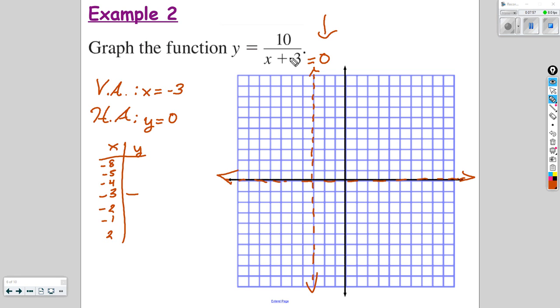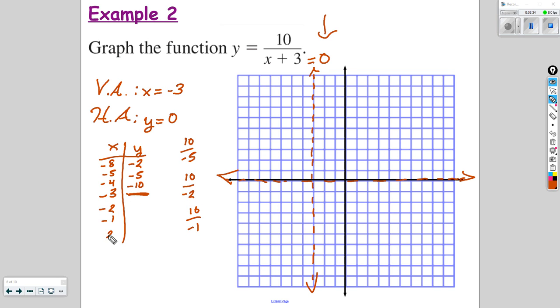If we plug -8 in, that would make the denominator -5. The reason I plugged -8 in is because then we would have 10 over -5, which would give us -2, a nice easy value to plot. For -5, I chose that value because -5 plus 3 is -2. Then we'd have 10 over -2, which is -5, another easy value to plot. If we plug in -4, we'd have 10 over -1, which would just be -10.